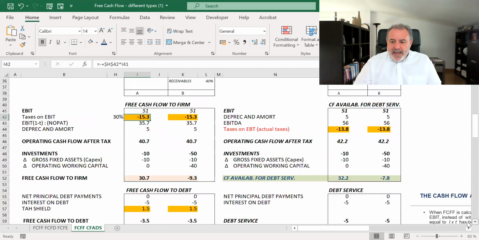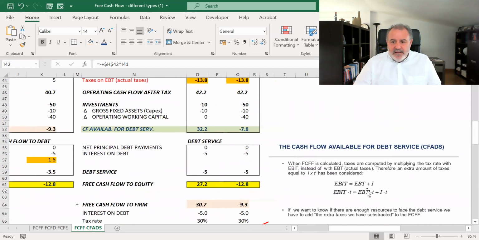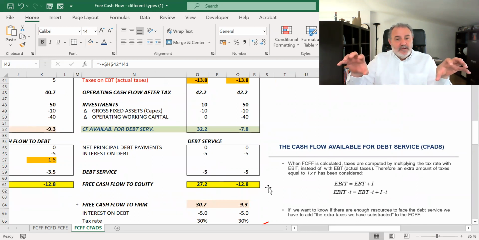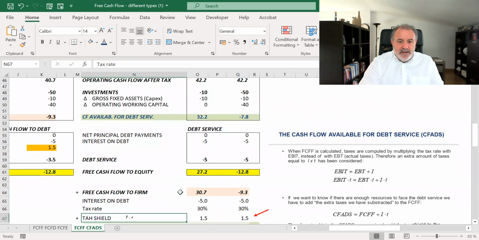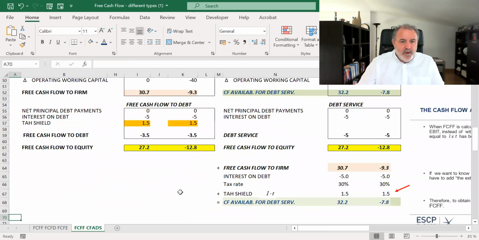So as you can see here, the taxes we calculated are in excess of this amount that we call the tax shield, which is interest expenses times the tax rate. Then, to calculate the cash flow available for debt service, the most simple way to do it is to take the free cash flow to the firm we already calculated, plus the tax shield. And the tax shield is interest expenses times the tax rate. So you have here, right? It's a very simple way.